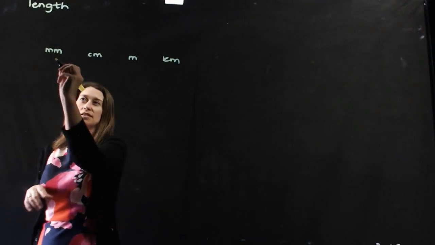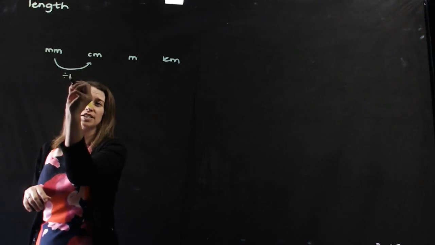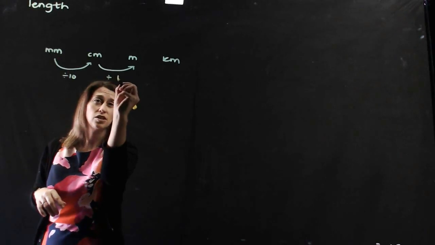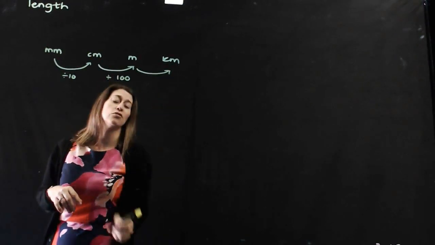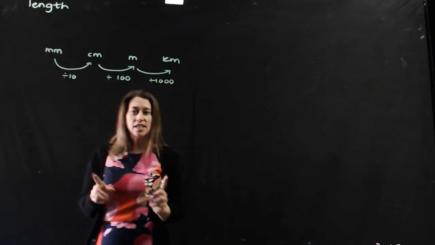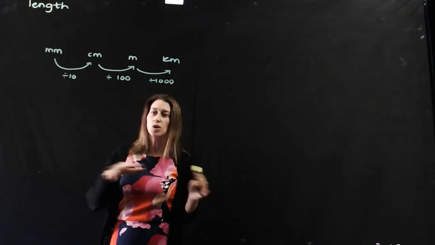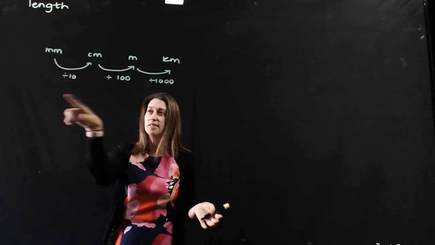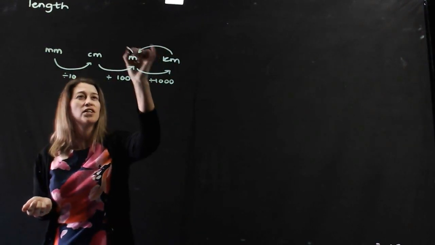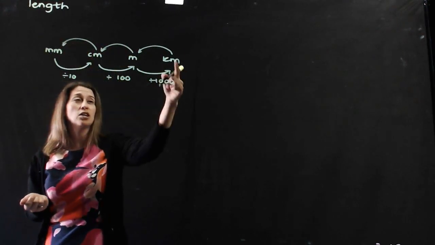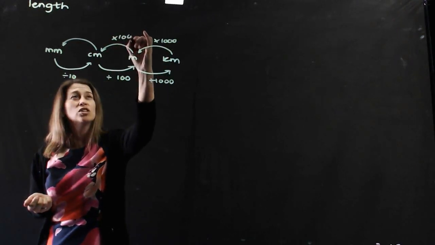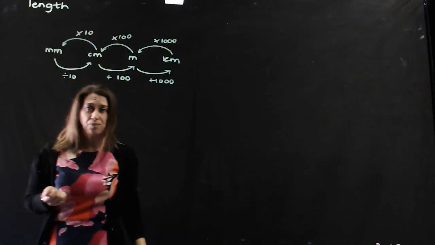Well, to go from millimeters to centimeters, you divide by 10. To go from centimeters to meters, you divide by 100. And then to go from meters to kilometers, you divide by 1000. Because you need to make sure if you're working in lengths that your units for that shape or object are in exactly the same unit. So you may have to do some unit conversion. Likewise, if you're going back the other way, say from kilometers to meters, you're going to times by 1000, times by 100, and times by 10.